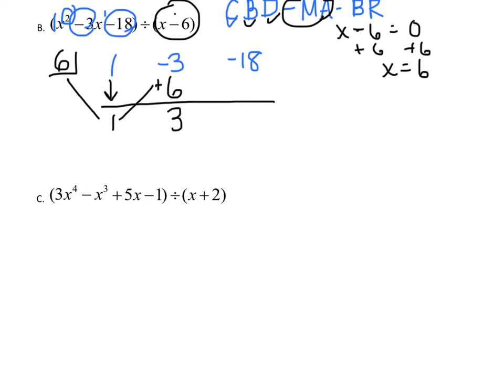And we'll do it again. What's in the box? 6 times 3 is 18. That goes right here. And we'll total up negative 18 plus 18, and that gives us 0. So for this problem, our remainder is 0.